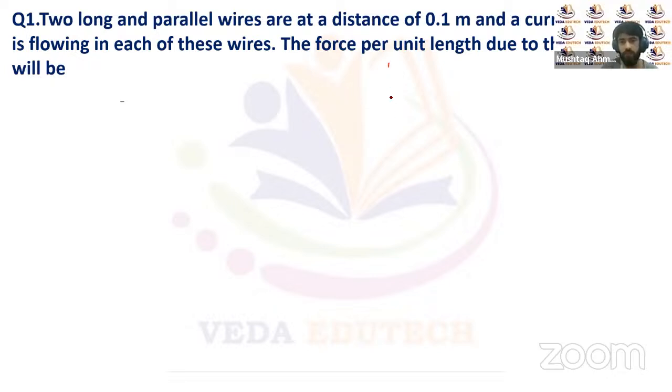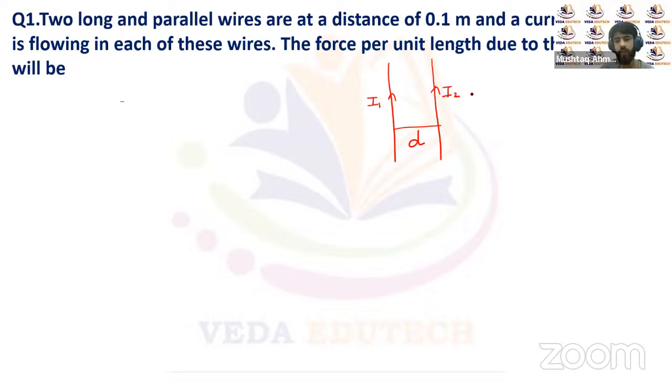Now let's suppose these are the two wires here, right? In the first wire, the current I1 is flowing, and in the second wire, the current I2 is flowing, right? Let's suppose the distance between the two wires is d. The separation between the two wires is given as d. Then there will be a magnetic force on each of these wires because of the presence of the magnetic field due to the other wire.